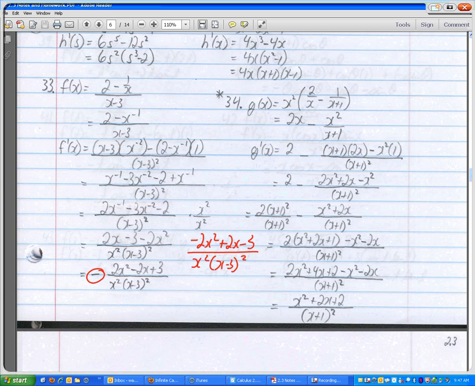That's another one of those, if you can, put it in descending order of exponents, just like you did with quadratics back in the day. Okay.